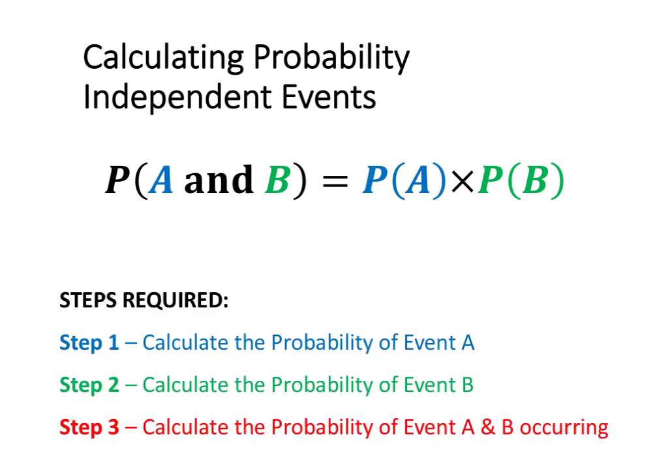The first step is to calculate the probability of event A happening. The second step is to calculate the probability of event B happening. And then the third step, once we've got those two separate probabilities, is to calculate the probability of A and B occurring by multiplying the two probabilities together. So let's have a look at an example of how to calculate the probability of independent events.